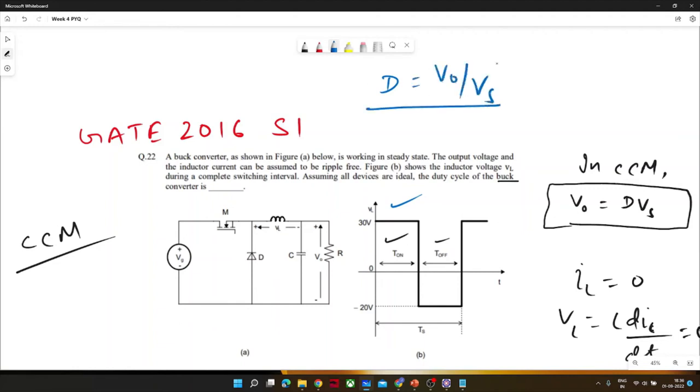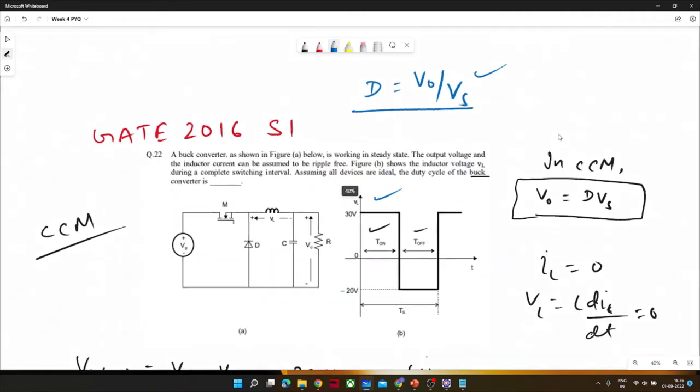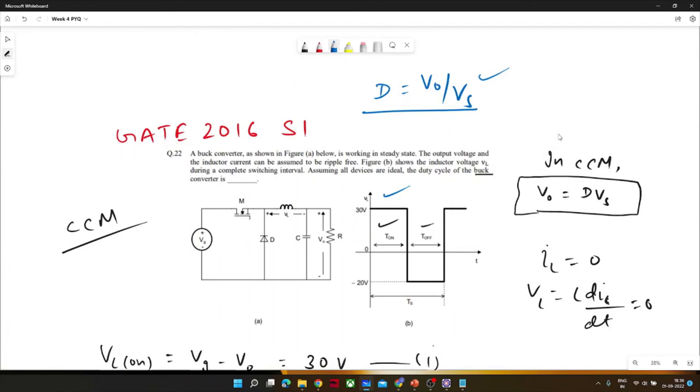But let's say you mark this answer and the converter comes out to be in discontinuous conduction mode, then you would lose your marks. So in GATE, we should always check once just to make sure that whatever you are doing is correct. Otherwise, what's the benefit in knowing and not getting the correct answer?